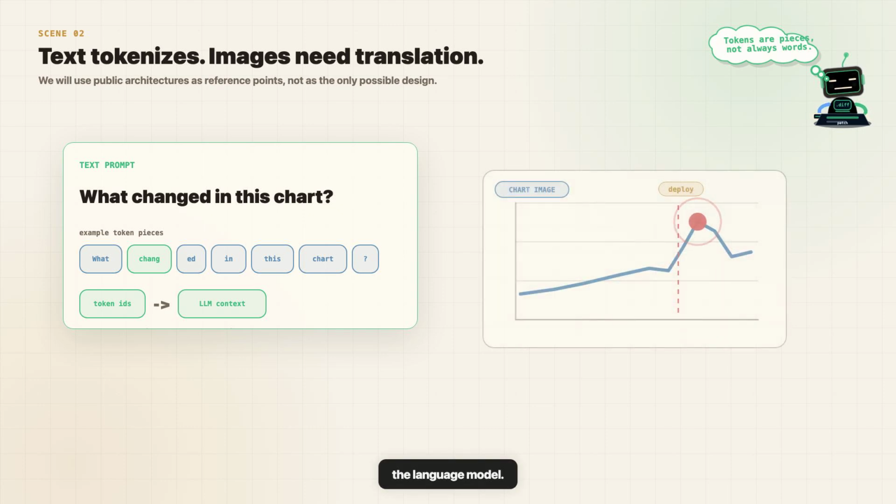The chart does not. The chart starts as a grid of pixels. A blue line is not automatically latency. A red marker is not automatically deployment. A spike is not automatically an event.